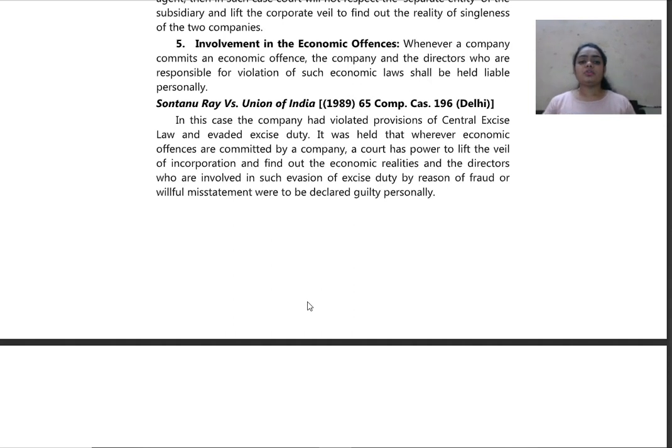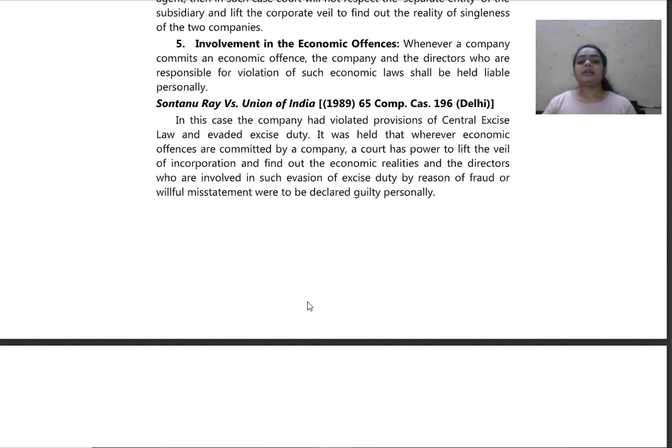Further, we have Santanu Ray versus Union Bank of India, a case decided in 1989, 65 Comp Cas 196 Delhi. In this case, the company had violated provisions of the Central Excise law and evaded excise duty.